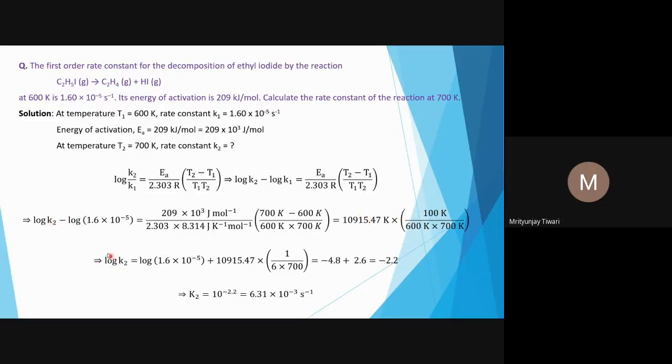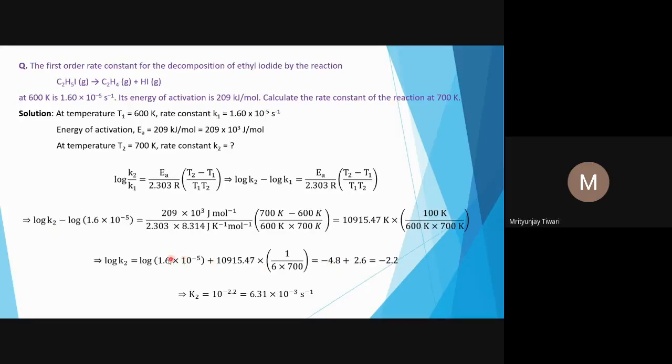So log K2 will be equal to this value plus log 1.6 into 10 to the power minus 5. So this is what I have written: log K2 is equal to log 1.6 into 10 to the power minus 5 plus this entire one. And this value is what? This into 2020 will be cancelled out, and the Kelvin square will also be cancelled out. And log 1.6 into 10 to the power minus 5 is equal to minus 4.8.